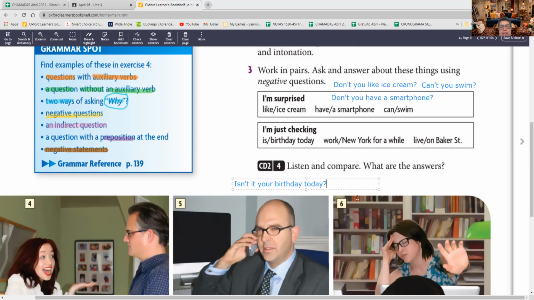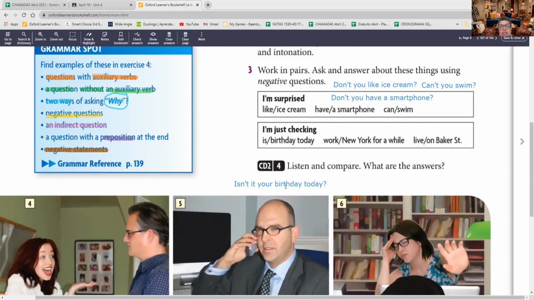Okay. In this case here, you can also minimize the pronunciation of the T from the pronoun. Instead of saying "isn't it your birthday," you can say, "isn't it your birthday today?" You kind of omit the final T, okay? But with time, you will learn how to do it naturally. Just keep practicing. So very nice.